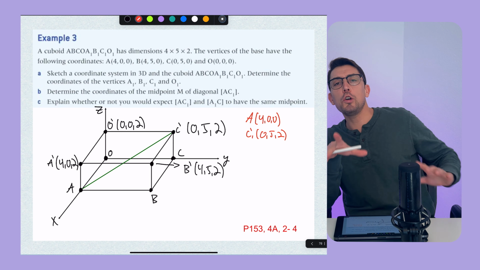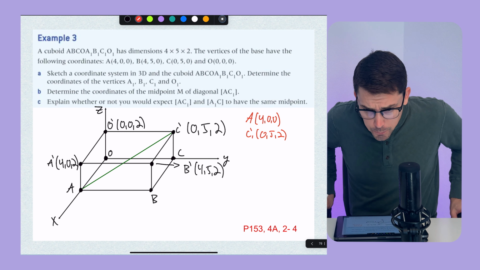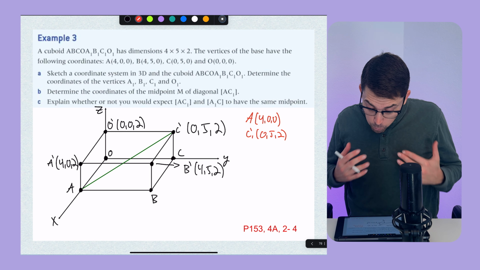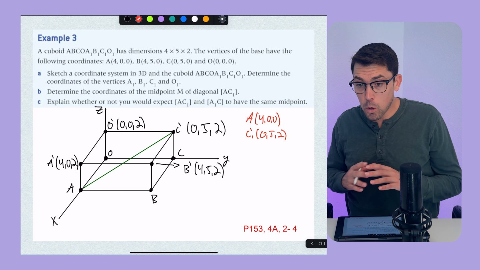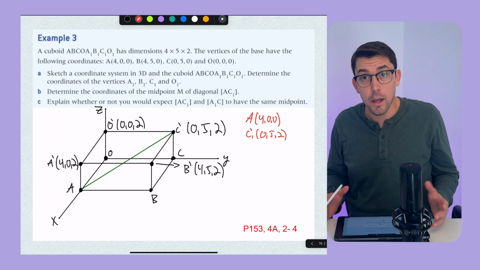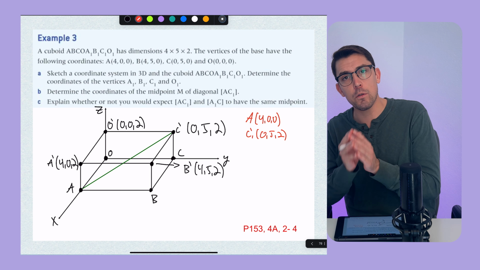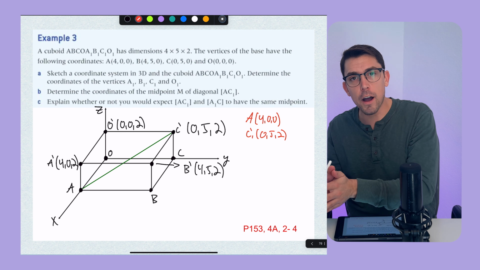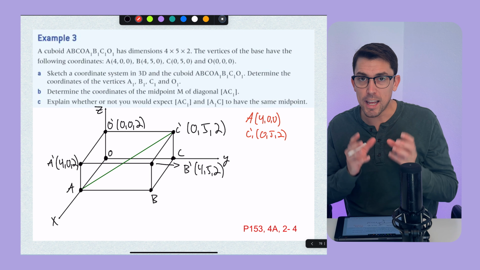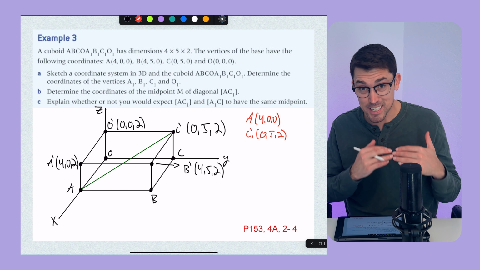Now, when we worked in 2 dimensions, we simply took the average of the x's and the average of the y's, and that gave us the coordinates for the midpoint. It really is no different here, except the only difference is that I now have a z coordinate. So you do the same exact steps. You find the average of the x's, the average of the y's, and now you also find the average of the z's, and that is going to give you the midpoint in 3 dimensions because you're taking the x dimension, the y dimension, and then the z dimension.